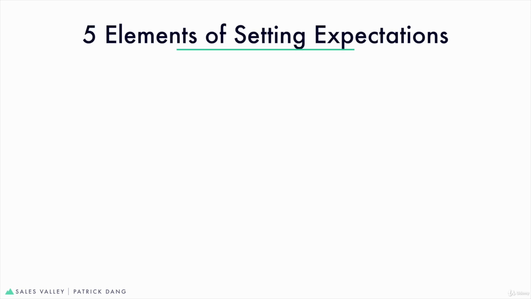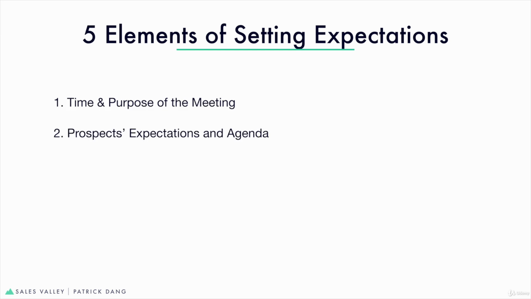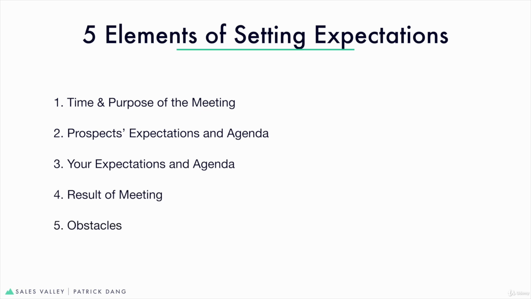So here are the 5 elements of setting expectations. The first part is the time and purpose of the meeting. Number 2 is the prospect's expectation and what their agenda is. After that, you're going to go into your expectations and your own agenda. And after that, you're going to give them the results of what will happen after the meeting. And finally, you're going to go over any main obstacles during this phase. Let's go ahead and dive into each one so that you understand each of the variables, and then we're going to put it all together in the end.